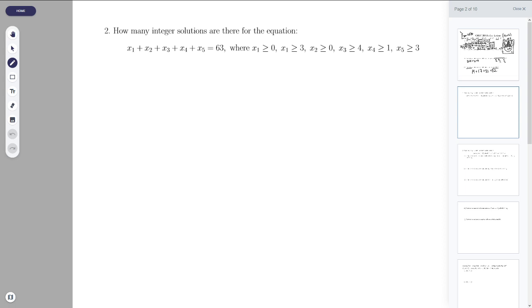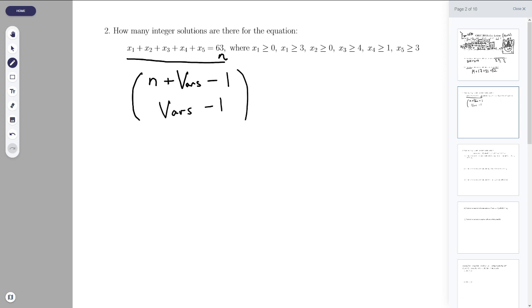All right. So here's a really annoying question. But it's not so, well, it is bad actually. The good news is it's only 1 step. If you have 5 variables and you want to add them up to 63, how many integer solutions are there? Remember, this is the stars and bars. So remember, if we call this n, it's n plus the number of variables minus 1, choose the number of variables minus 1.